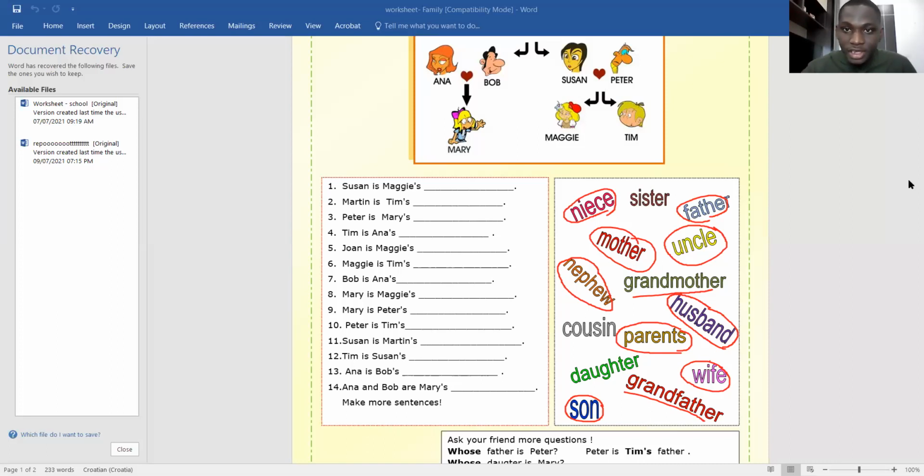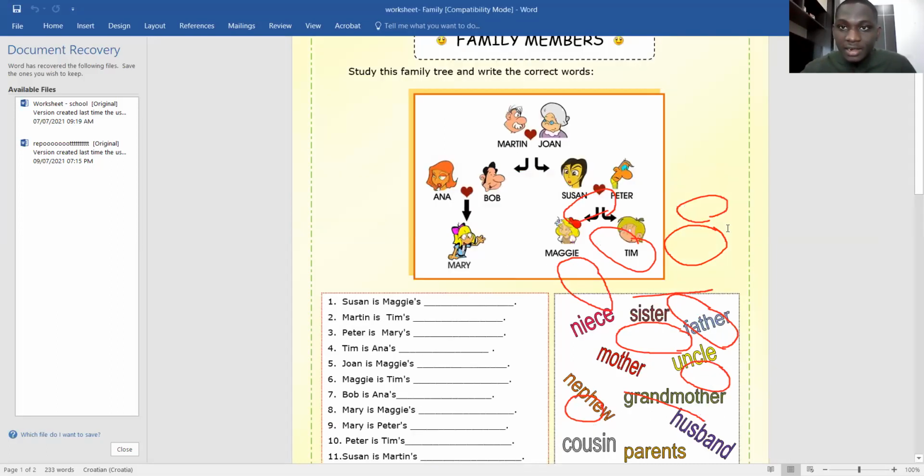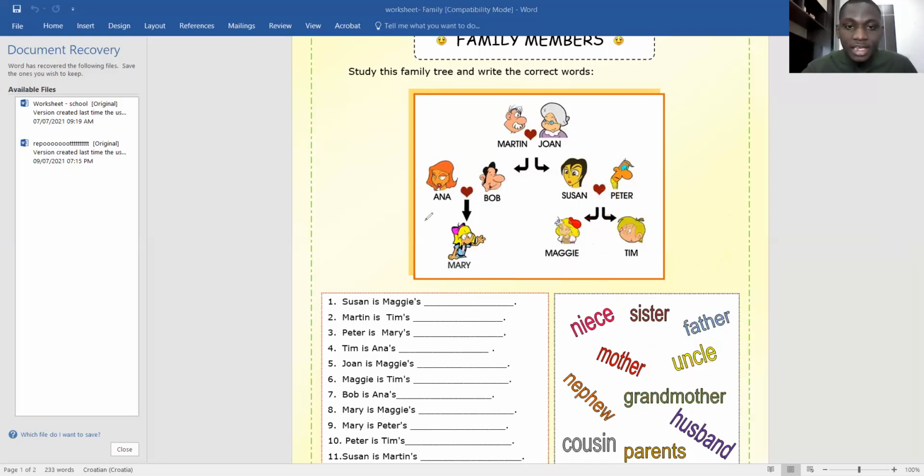Family tree. Susan, where is Susan? Susan is Maggie's. This is Susan, right? Susan is Maggie's what? Good. You have to write it here. So I'm going to write number 1 for you.